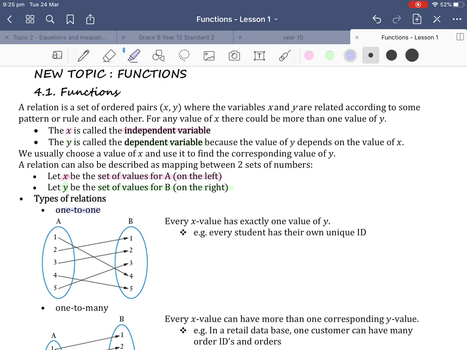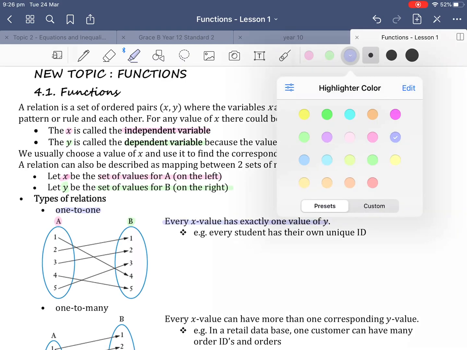So our first relation that we have is one-to-one. A one-to-one relation is a mapping where every element of A corresponds with exactly one element of B, and every element of B corresponds with exactly one element of A. So each element has its own unique match. So what we know is that our x is our A and our y is our set of B values, okay? So we know that our A is our independent, our B is our dependent variable. So every x value has exactly one value of y is the key point.